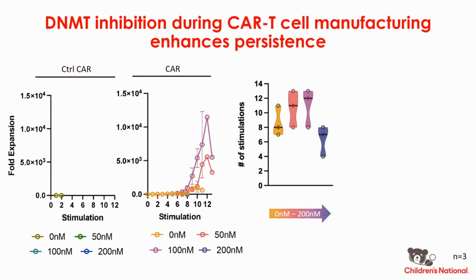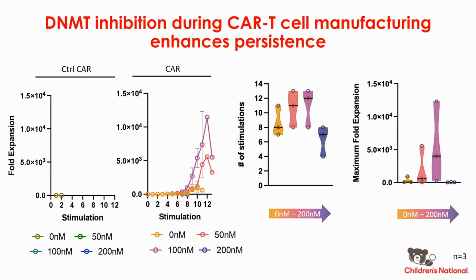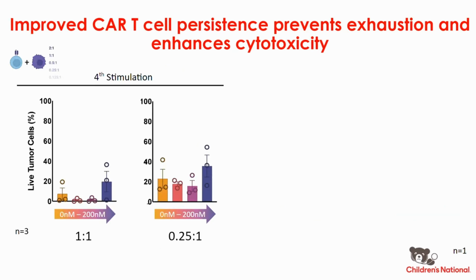Another way to look at this is that we can see our 50 and 100 nanomolar treated CAR T cells are living for up to 13 repeat stimulations, which is almost 2 months in vitro. And then we can also see that they are expanding significantly higher for fold expansion compared to our 0 and 200 nanomolar. So this is really exciting to see as an avenue to persist these CAR T cells against solid tumors and chronic antigen exposure.